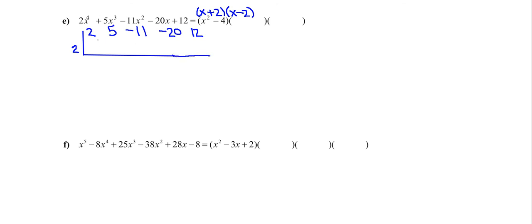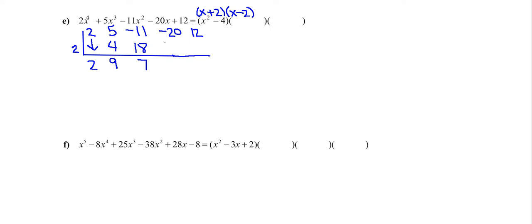So starting with the 2. So we move this down, and it's 2. 2 times 2 is 4. 5 plus 4 is 9. So remember, you're adding going down, and then you're multiplying across. So now, 9 times 2 is 18. Negative 11 plus 18 is 7.